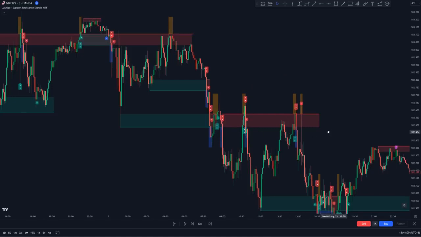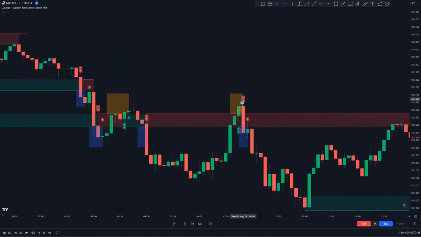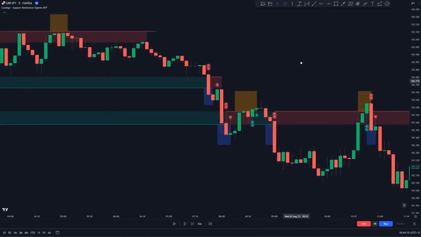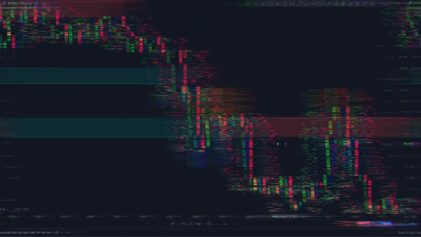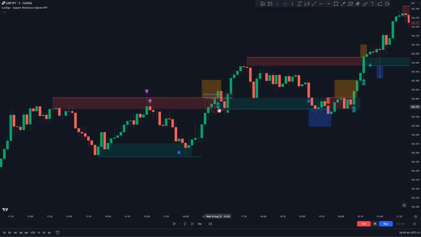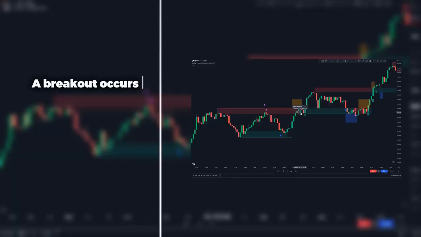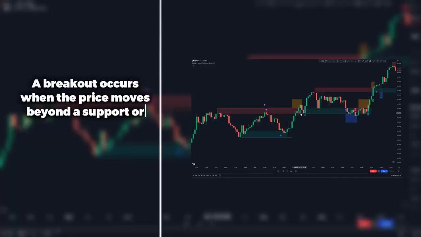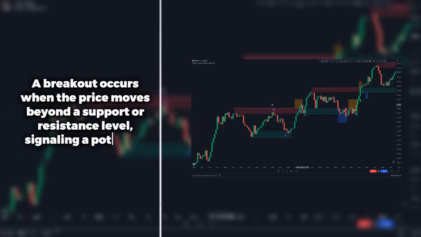Now, let's shift our focus to these text labels found at the support and resistance levels. What exactly do they signify? First, there is the B label, which stands for breakout. Now, you may be thinking, but what exactly is a breakout? Well, a breakout occurs when the price moves beyond a support or resistance level, signaling a potential shift in trend.